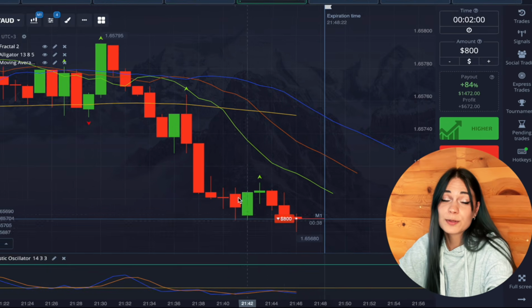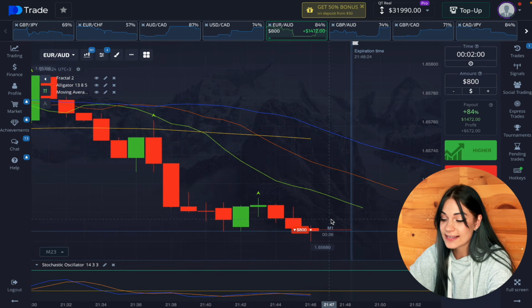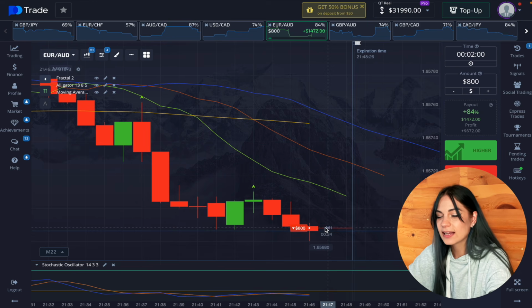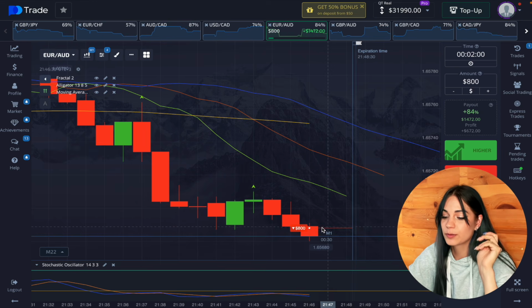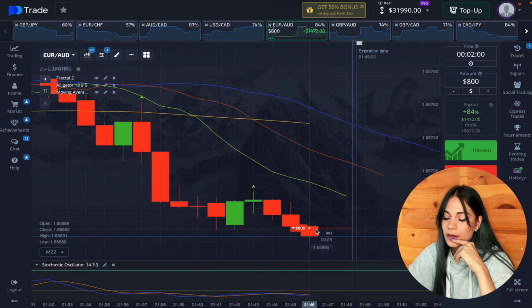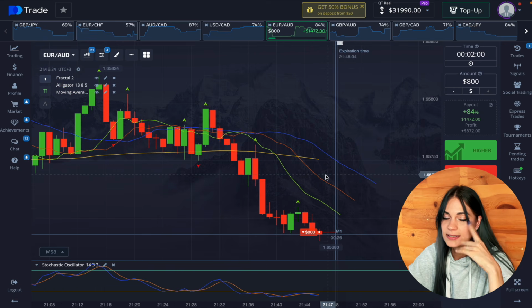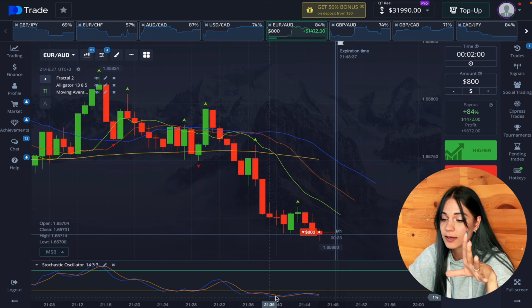Okay, we didn't even have to wait for a long time. We're opening the last deal right here. It's a little bit late, but we actually caught the moment where the price was really close to the opening of this candlestick. That's why we can open the deal right here and enter it.